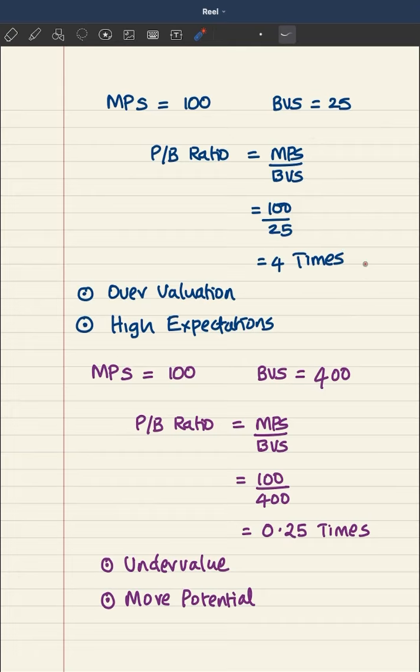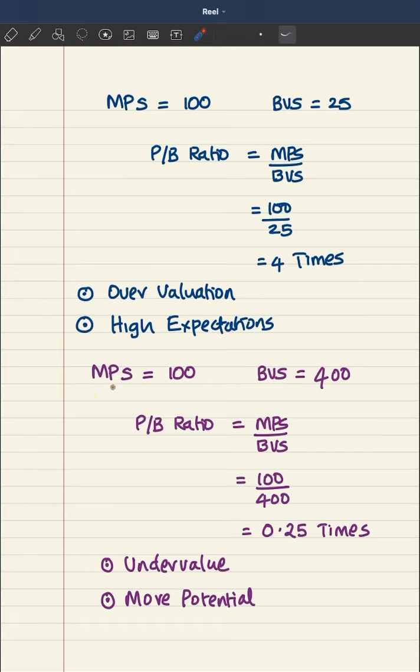So what does that mean? It means that particular share is overvalued. People are ready to pay 4 times its actual worth. Why? Because they have high expectations. They are expecting future benefit from this organization.